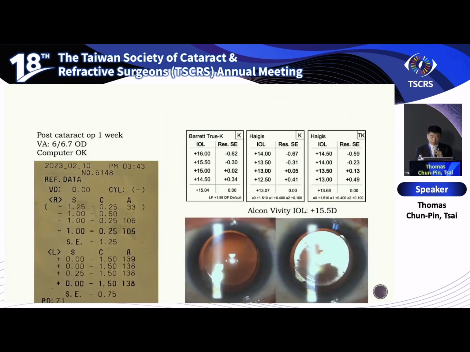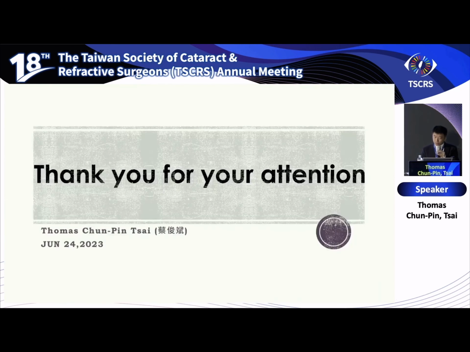This is this patient's visual outcome. You can see the visual acuity was 0.9 after cataract surgery. The refraction results show myopia of 1.25 diopter. In the results, we can see the Haigis TK was most reliable. Every RK patient must understand the potential for a refractive surprise: under promise and over deliver. And thank you for your attention.